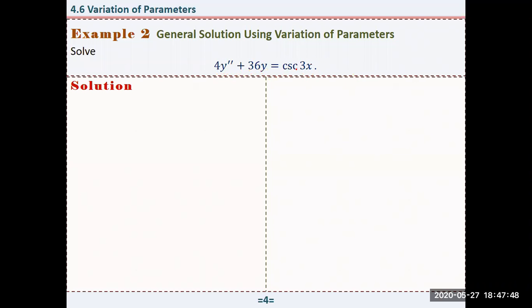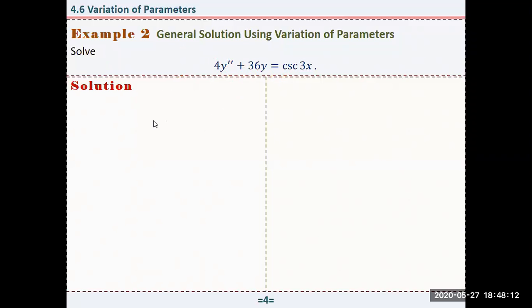is a bit different. It's not a polynomial function, it's not a linear combination of cosine and sine, it's not an exponential function, and it's not the product of these three functions, all right? So that's why we're going to use variation of parameters, which is the more general method. To solve this one, first we need to start with solving the associated homogeneous equation, right?